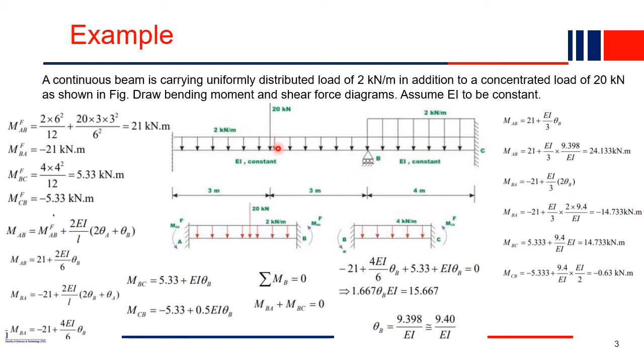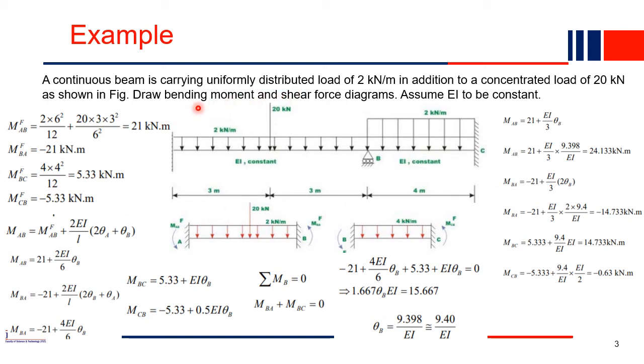It has two loads acting. One is this UDL of 2 kilonewton per meter, and a concentrated force of 20 kilonewton is also acting here. The question is to draw the bending moment and shear force diagram, assuming EI to be constant, for this beam. Now how to do that?